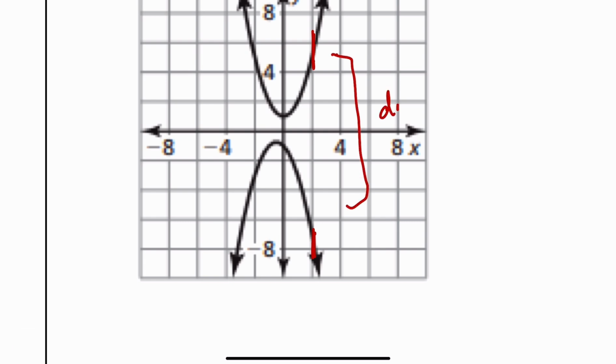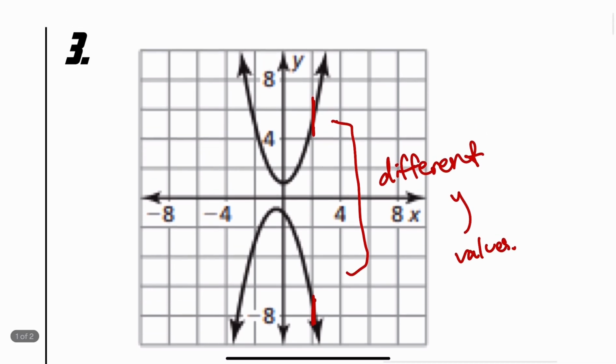They're different y values. And that's the case for every single point. We can use end behavior to prove this too, to prove that it's never going to meet after this.